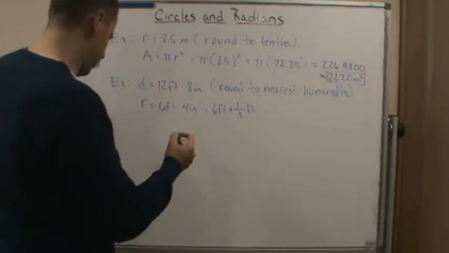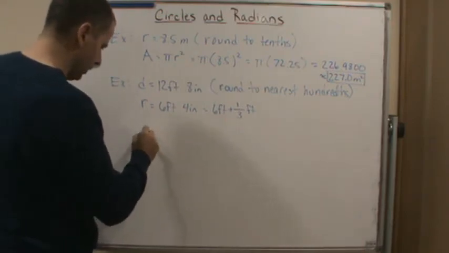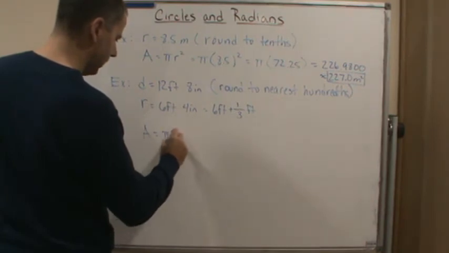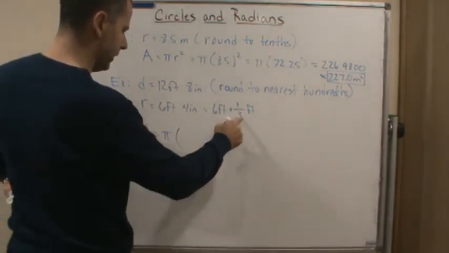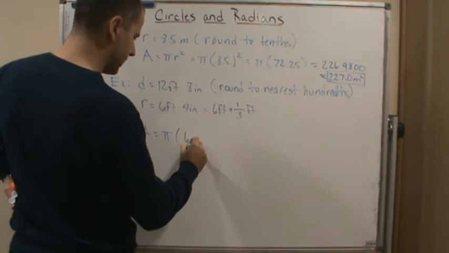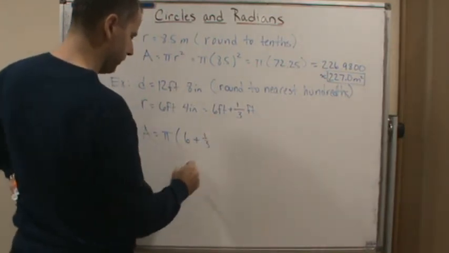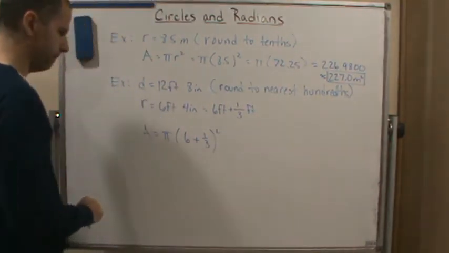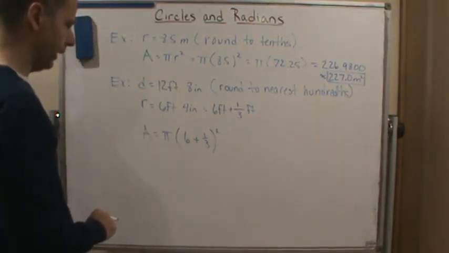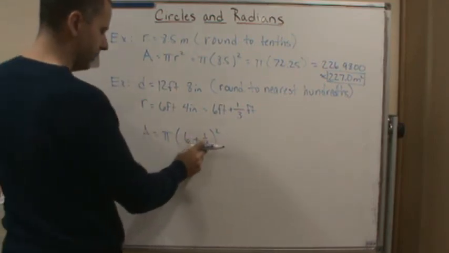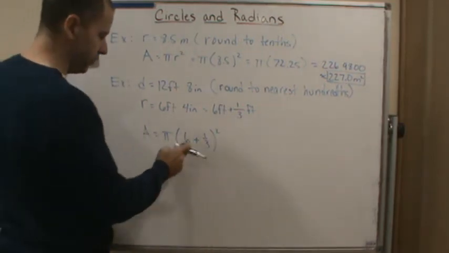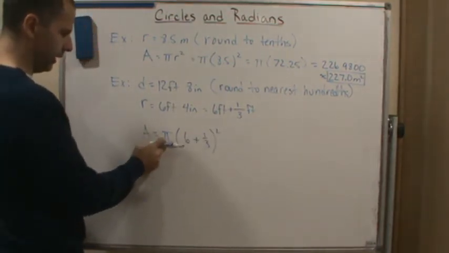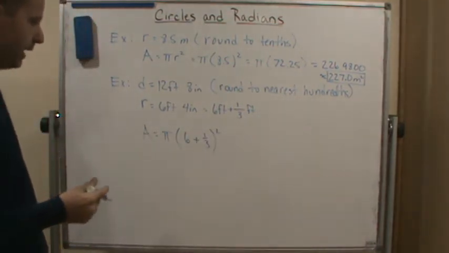Okay, so now we're going to use the formula. So area equals pi times r squared. R is this, so it's going to be 6 plus 1/3 squared. Okay, now if you do this, again, just use the order of operations. You can just do this plus this and square it in your calculator and do pi, and that's perfectly fine.